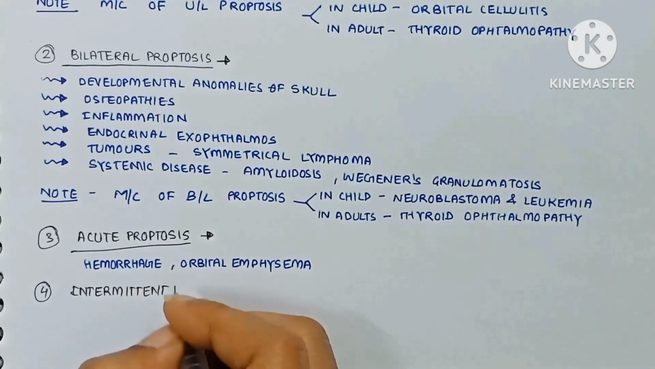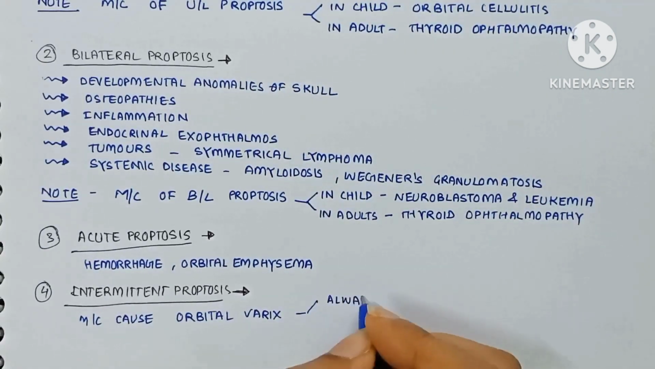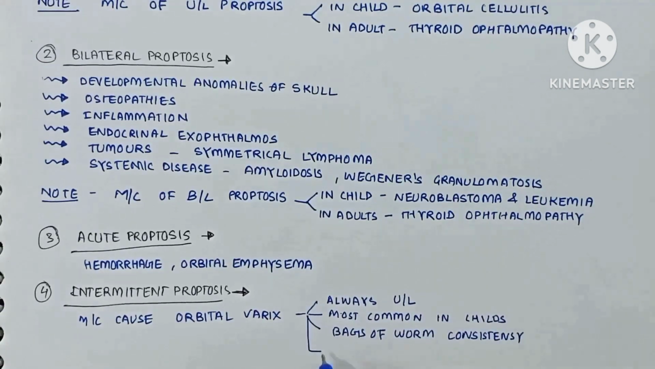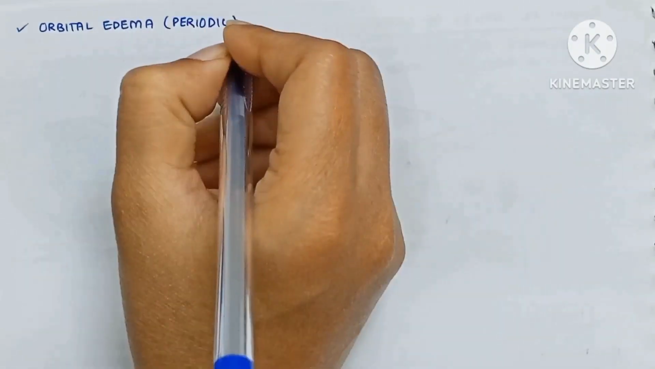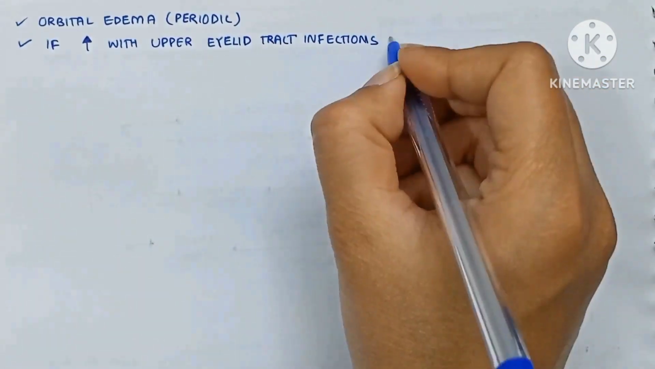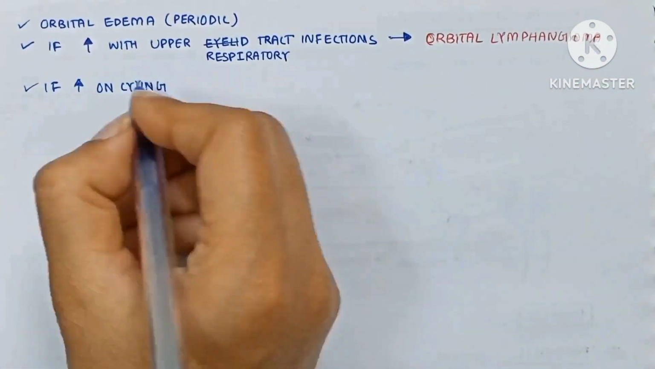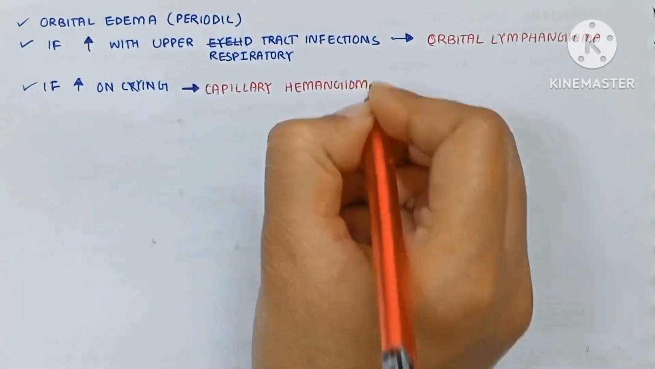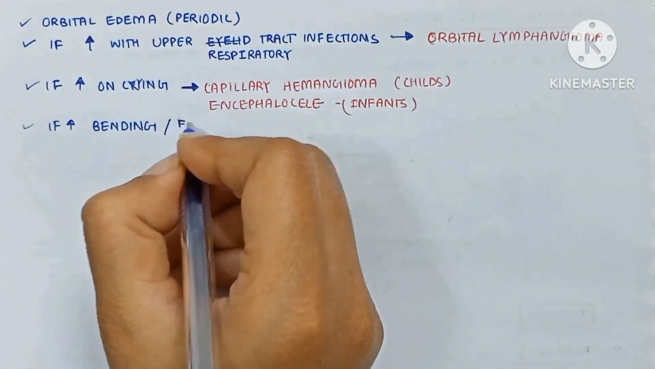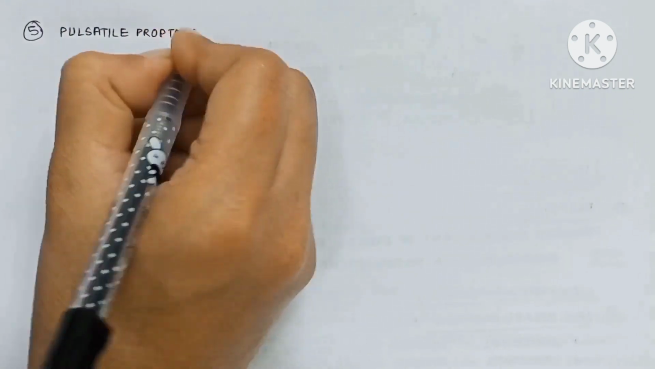The fourth is intermittent proptosis. The most common cause is orbital varix, which is always unilateral, most common in the child, with a bag of worms consistency. There is also orbital edema, which is periodic. If the proptosis increases with an upper respiratory tract infection, it is known as orbital lymphangioma. If the proptosis increases on crying, it is known as capillary hemangioma in children and encephalocele in infants. If the proptosis increases on bending forward or the Valsalva maneuver, it is known as orbital varices.